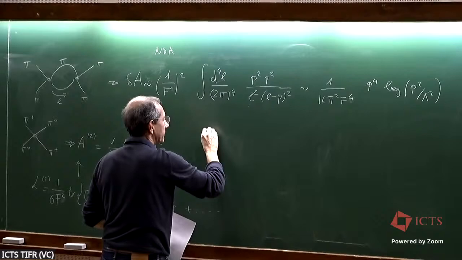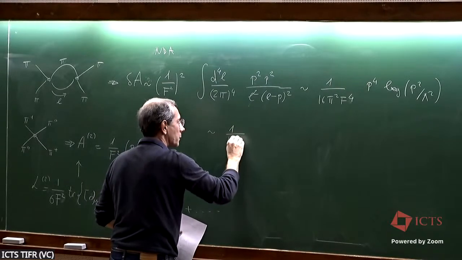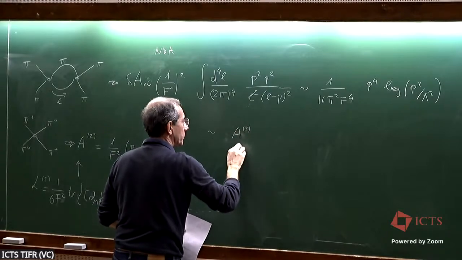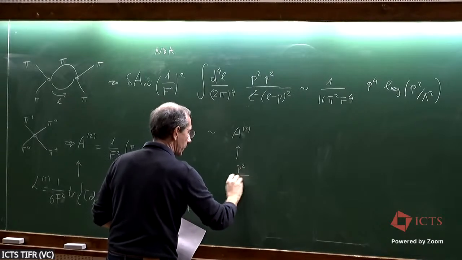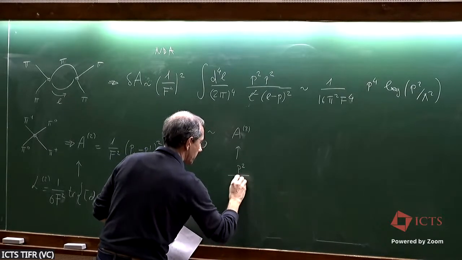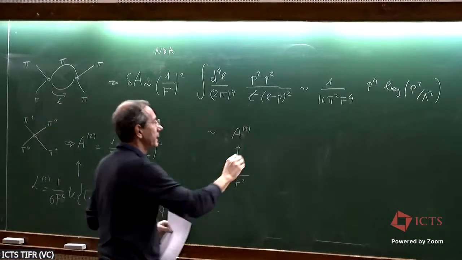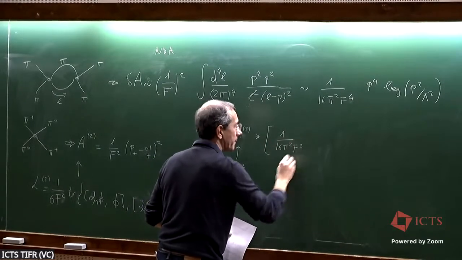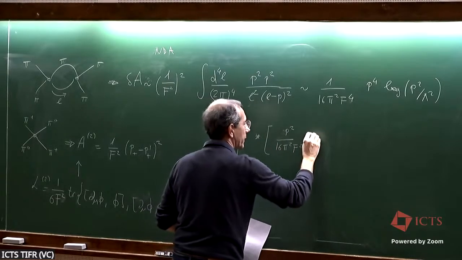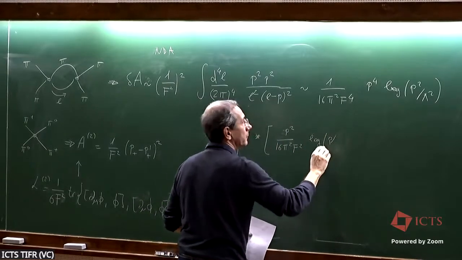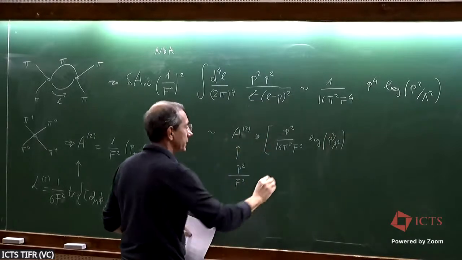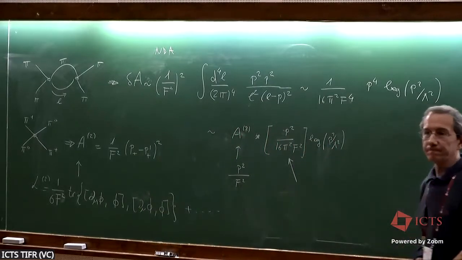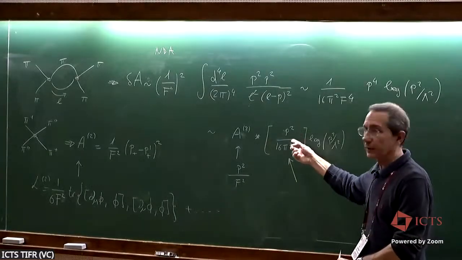So this I can write as A2, which scales like p squared over f squared. So I factorize this factor here times my correction, which is 1 over 16 pi squared f squared. And then I have p squared and eventually the log. You see, this is the naive size of the correction I expect.